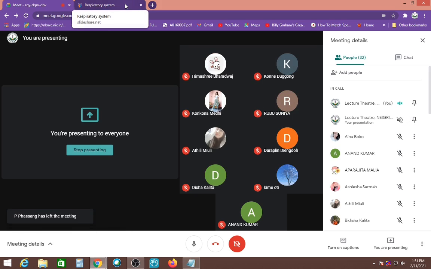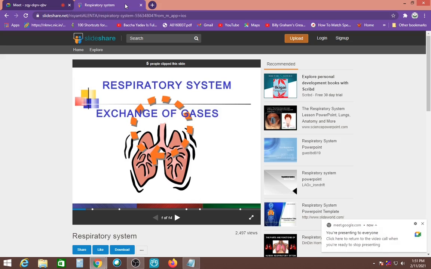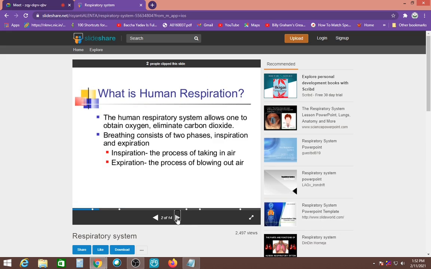Okay, so we'll be discussing the respiratory system today, the basics of the respiratory system only. Can you see the screen, the respiratory system slide? Okay. So you know the basic anatomy of the respiratory tract, right? There is the upper respiratory system and the lower respiratory system.